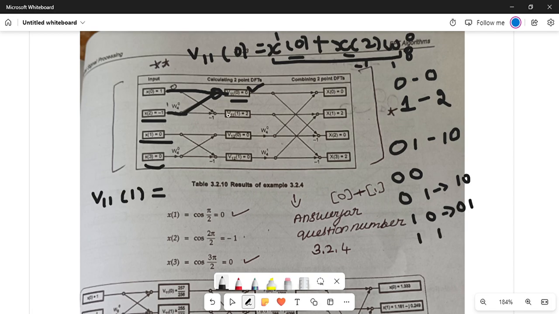Now v11 of 1 is equal to what? That is your x2. This x2 is coming in a straight line, and from x of 0 you get a diagonal line, and the diagonal line is connecting to here. So that is why you get the equation x of 0 minus x of 2 into omega 8 to the power of 0, right?